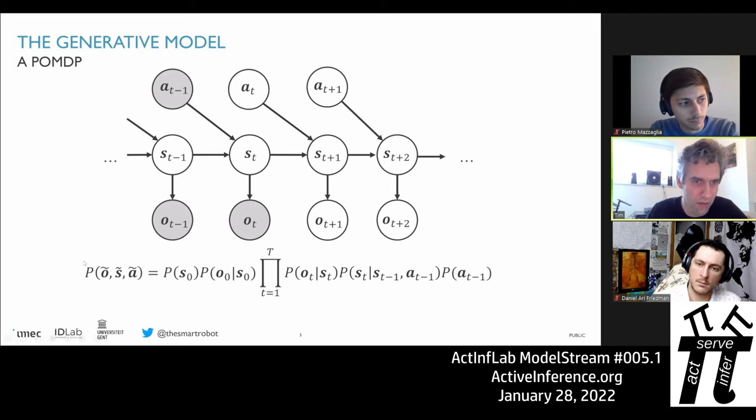And so the so-called joint model, or joint distribution over the sequence of observations, states and actions, is then factorized as follows. So you have a prior over actions, you have a likelihood model.